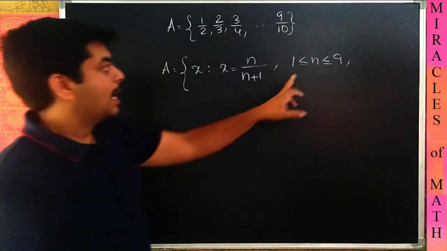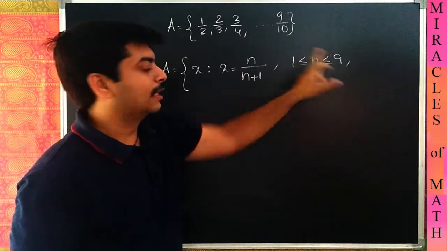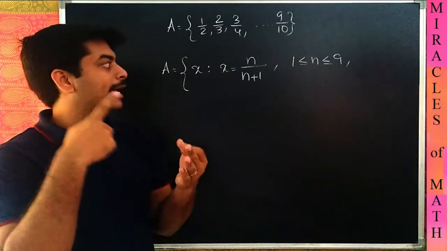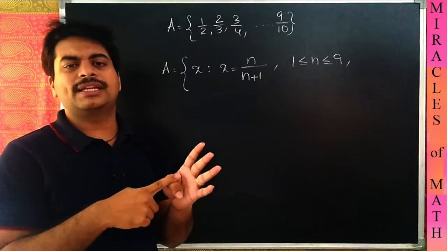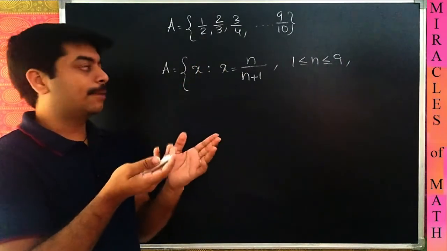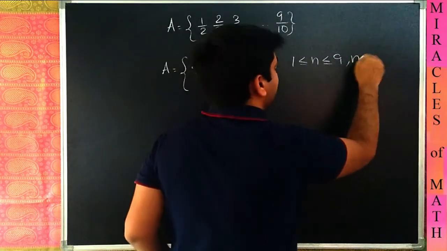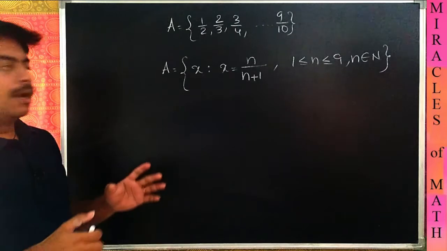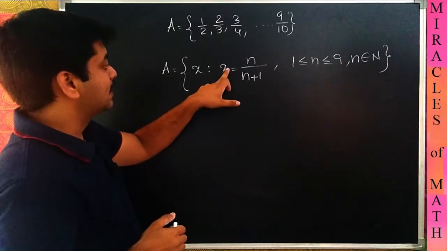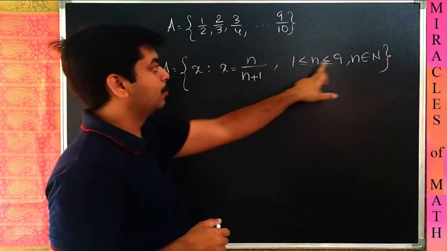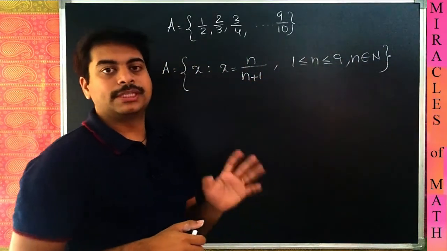What is the meaning of that? n is a number between 1 and 9. In between 1 and 9, how many numbers are there? 1.1, 1.2, 1.3, 8.9, 8.99, infinite numbers are there. Are you going to include all of these? No. So some more restriction should come, that n should be a natural number. See, x is of the form n by n plus 1 such that n goes from 1 to 9 and it should be a natural number.